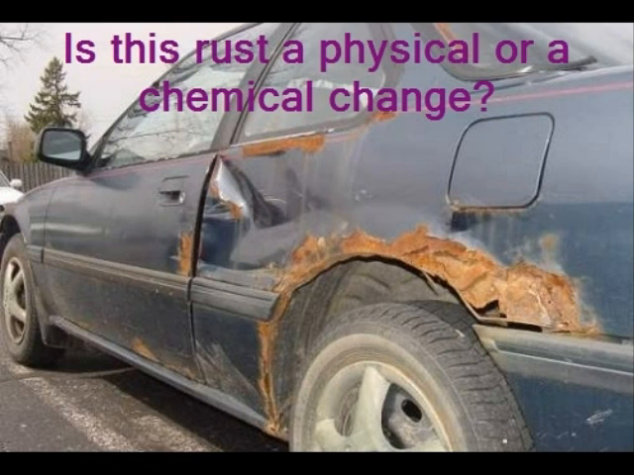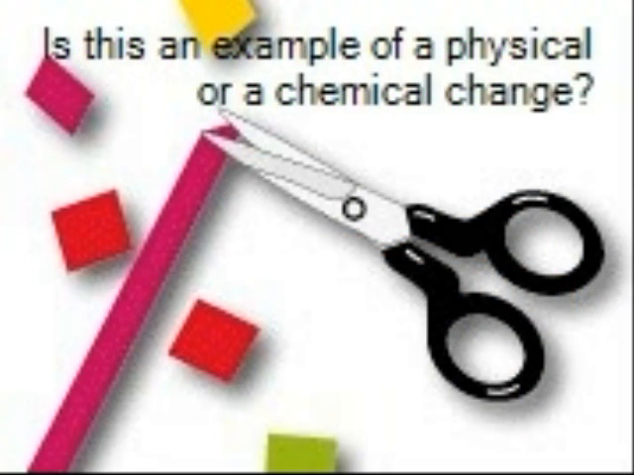Is this rust a physical or chemical change? Rust is a chemical change. A new substance, rust, has been formed from the metal of the car. Is this an example of a physical or chemical change? Cutting, folding, or tearing paper are all physical changes. If you cut a piece of paper, you're just making smaller pieces of paper.